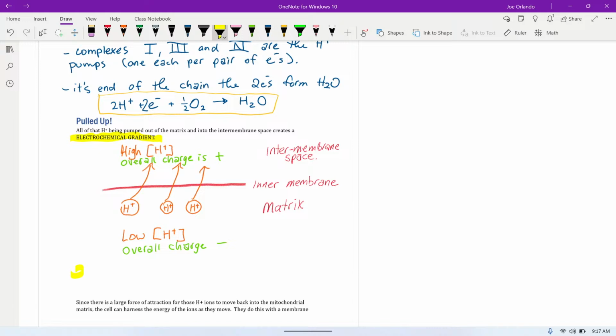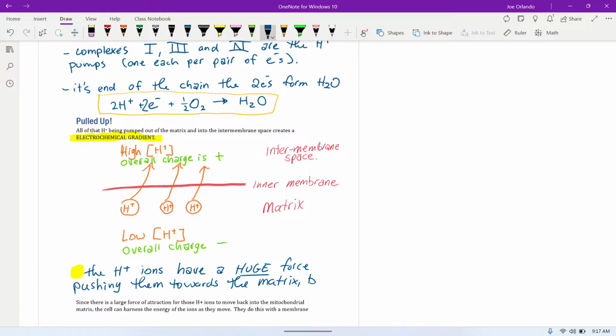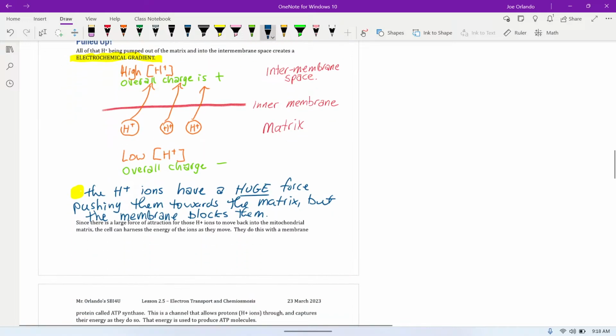Basically, what does that mean? It means the H plus ions have a huge force pushing them towards the matrix, but they're blocked. How does the cell take advantage of this?